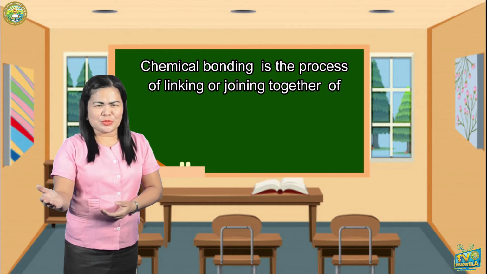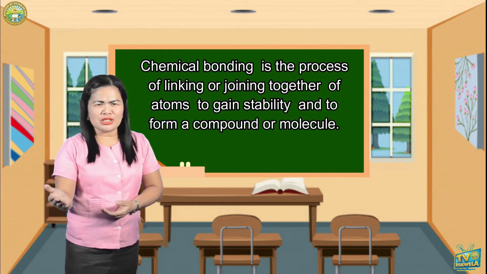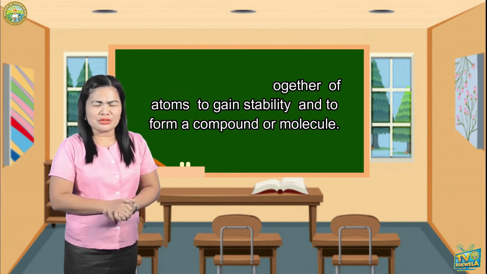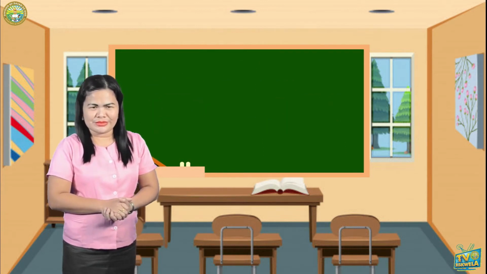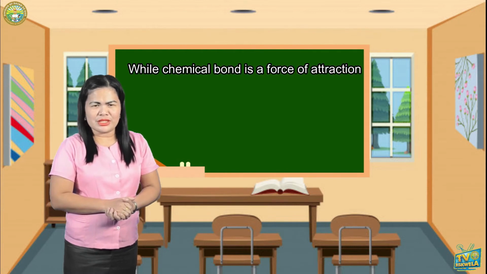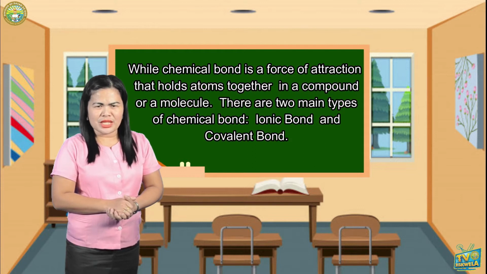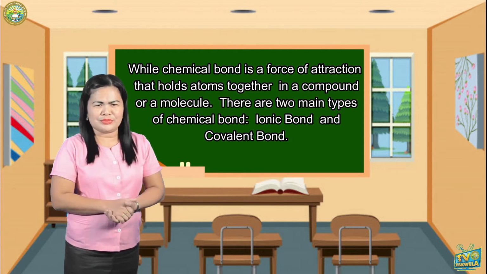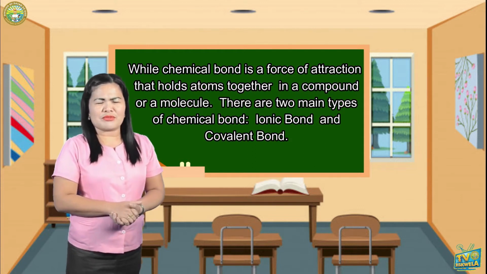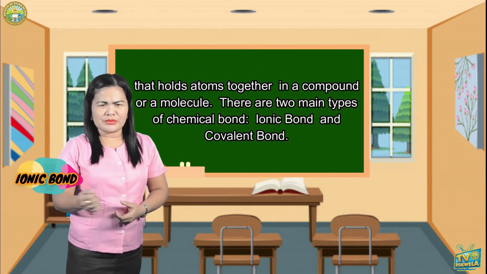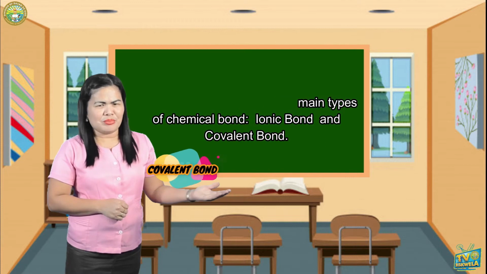Chemical bonding is the process of linking or joining together of atoms to gain stability and to form a compound or molecule. While chemical bond is a force of attraction that holds atoms together in a compound or a molecule, there are two main types of chemical bond: ionic bond and covalent bond.